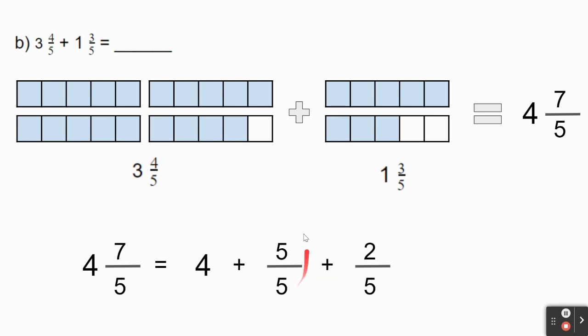Now remember, 5/5 is the same as 1 whole. So now we can add these whole numbers to the fraction. The leftover fraction is 2/5, and 4 plus 1 is 5. So our answer, or sum, is 5 and 2/5.